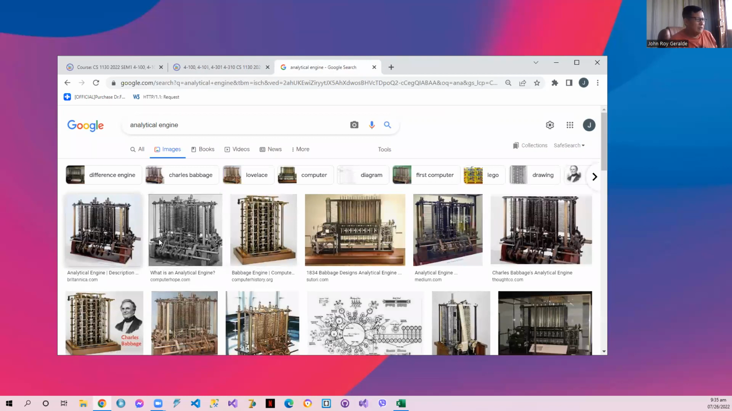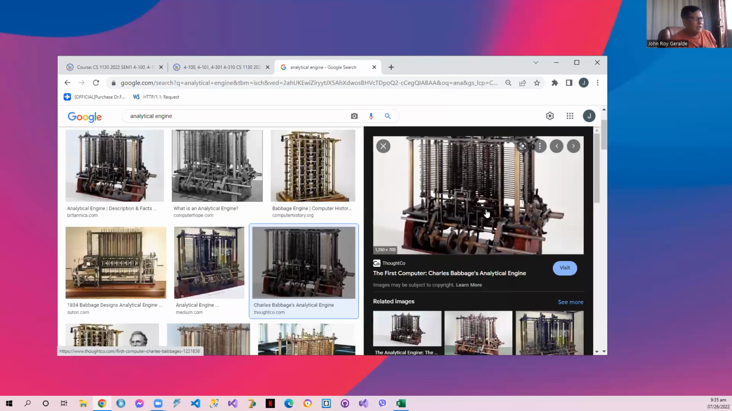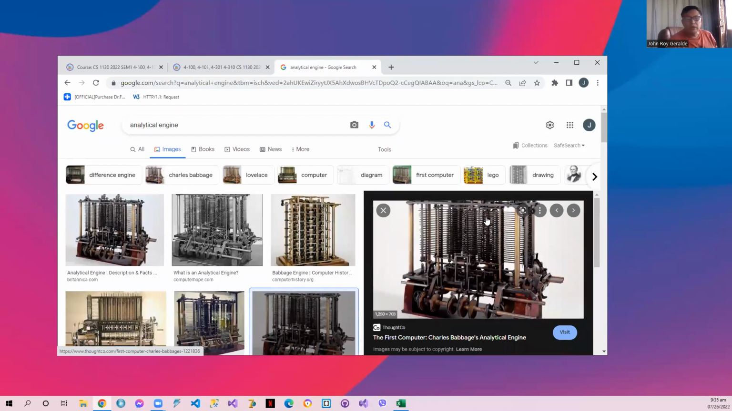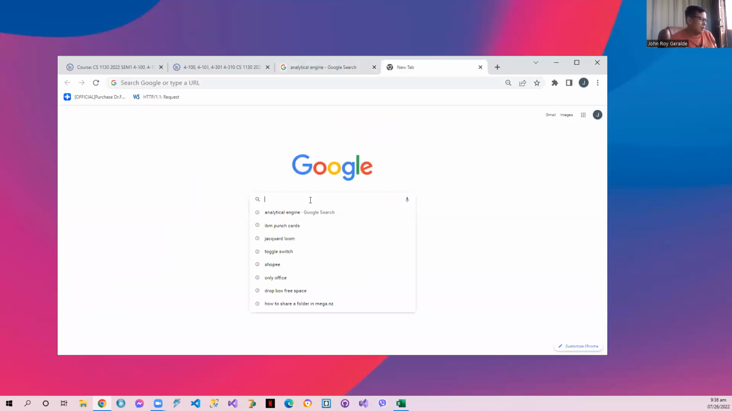They follow? This is the version, no? It's a smaller version because it can only solve or accommodate 20 decimal digits. But it still follows the same concepts, no? Concept. Let's look at a Jacquard loom.